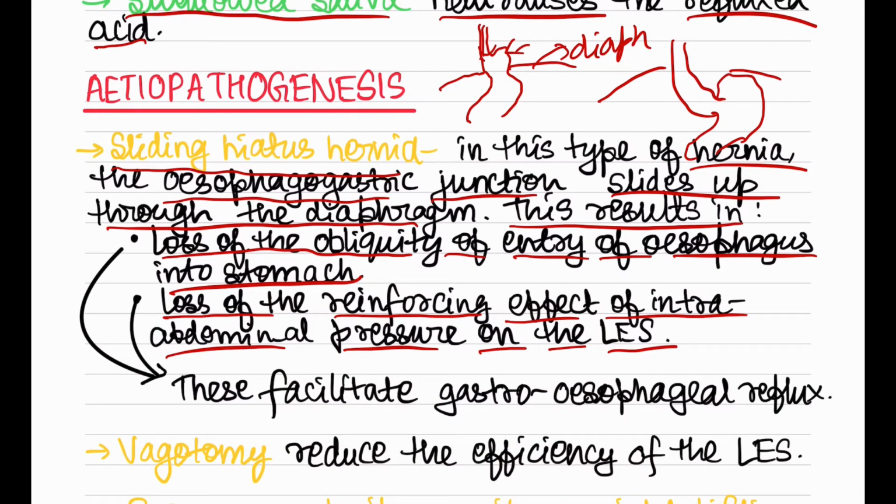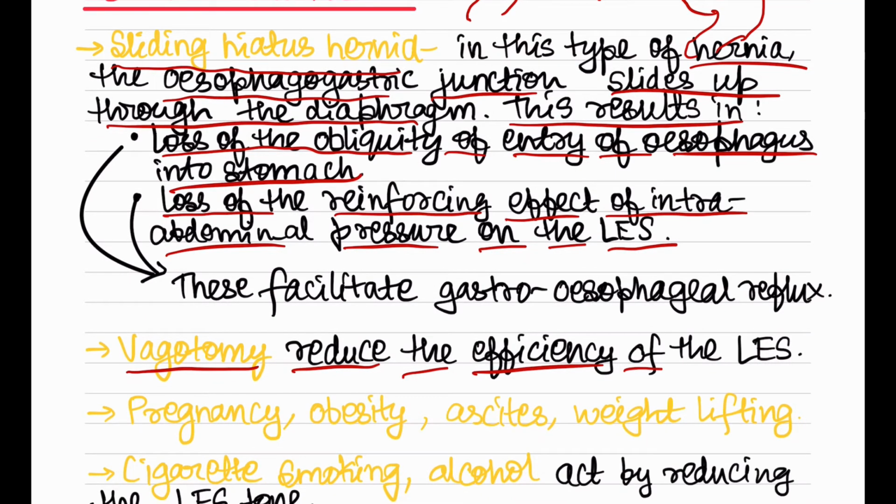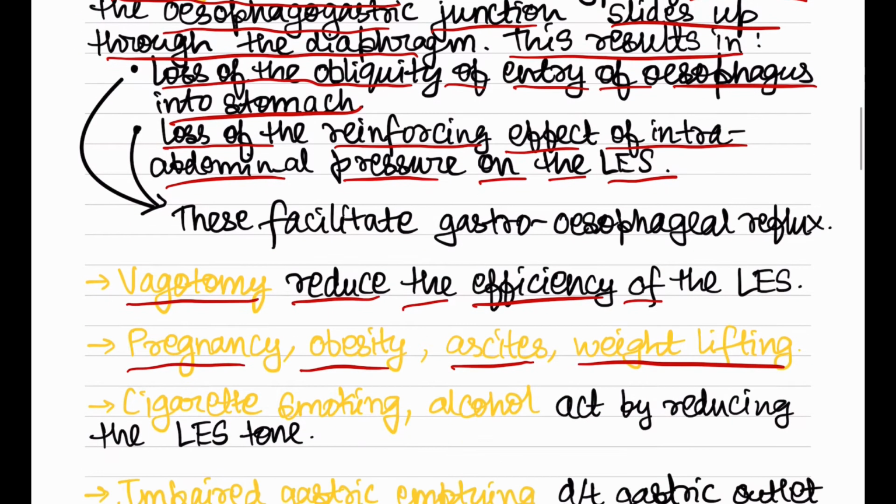Now next is vagotomy. It also reduces the efficiency of the lower esophageal sphincter. Then we have pregnancy, obesity, ascites, weightlifting. These are also factors responsible for causing gastroesophageal reflux disease. And cigarette smoking and alcohol act by reducing the lower esophageal sphincter tone.